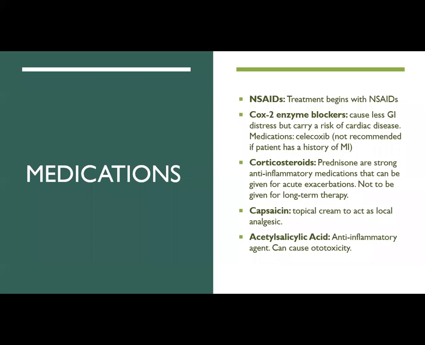All right, so some of the things that we can use are things like our NSAIDs. So treatment begins with NSAIDs. You can use your COX-2 enzyme blockers, which cause less GI distress but carry a risk of cardiovascular disease. So medications such as your celecoxib are not recommended if the patient has a history of MI. Your corticosteroids. So the difference between RA and your lupus is corticosteroids aren't used long-term in your rheumatoid arthritis. They're more for exacerbation episodes. So when it's really exacerbated, then we're going to give them prednisone.